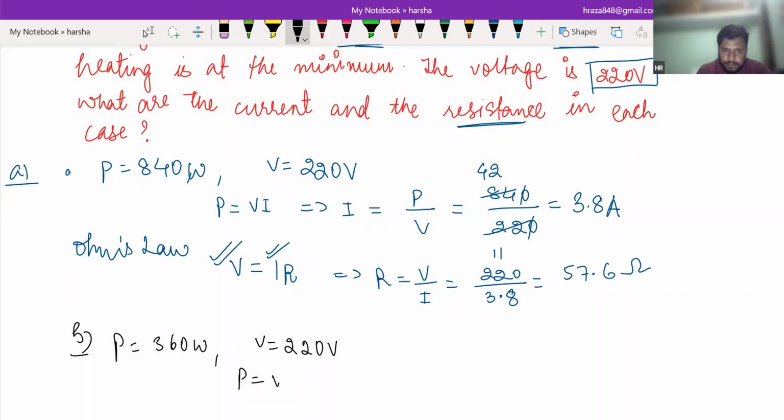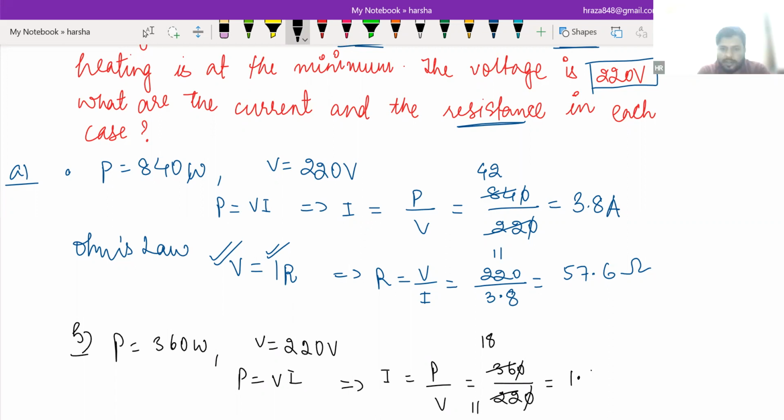Now see, P is equal to V into I. So I will be equal to P upon V. Power is 360 and potential difference is 220. Now you can see 2 18 is 36. This is 11. If you divide it, it will be 11, 1 11 and then 7 left, and again 11 6 66. So it will be 1.64 ampere.